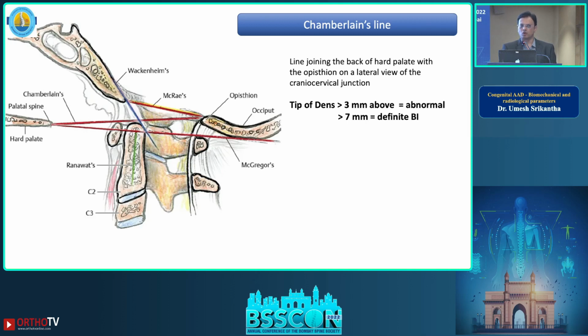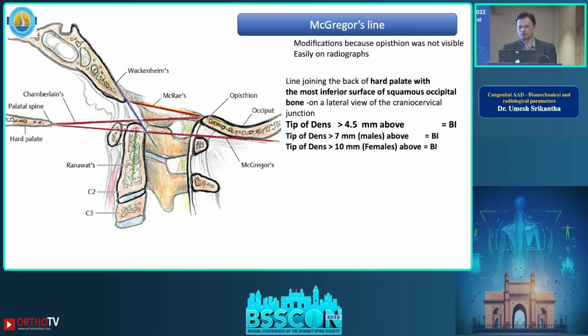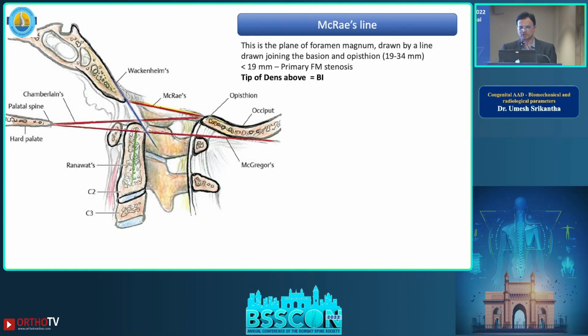Now, in olden days, in X-rays, the opisthion was not clearly visible. That is why McGregor modified this into a line drawn from the posterior end of the hard palate to the lowermost tip of the squamous surface of the occiput, which was clearly visible on the X-ray. Obviously, this was a line that was below. So if the dens goes more than 4.5 millimeters above, and in several studies it has been discussed that in males and females, because of the change in the contour of the occiput, more than 7 millimeters in females and more than 10 millimeters in males is indicative of a basilar invagination. So this is how we measure nowadays. It's quite easy with X-rays and MRI.